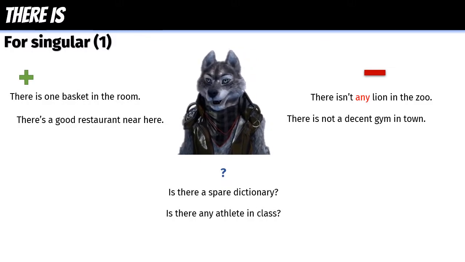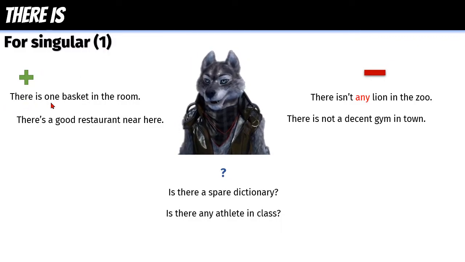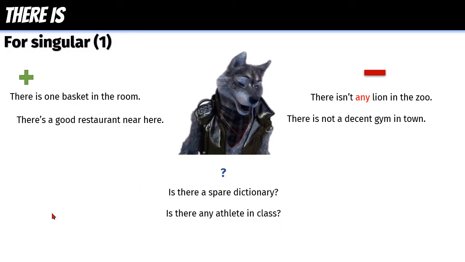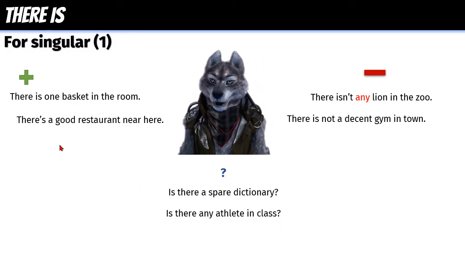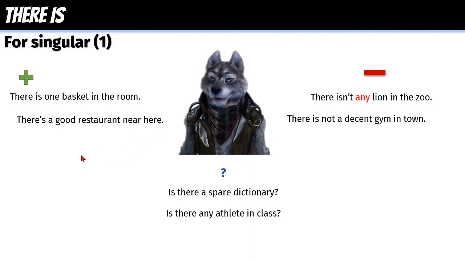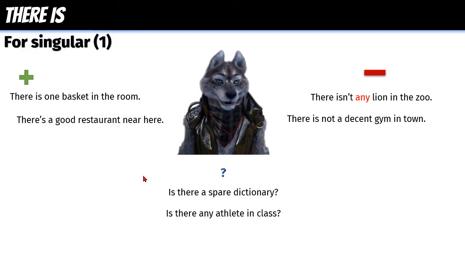There is actually really simple. We use it for singular things. Remember, singular, just one. Example, there is one basket in the room, so we can make sure that there is only one basket, only one. There is a good restaurant near here. Okay? So we're mentioning that a restaurant exists near this area.